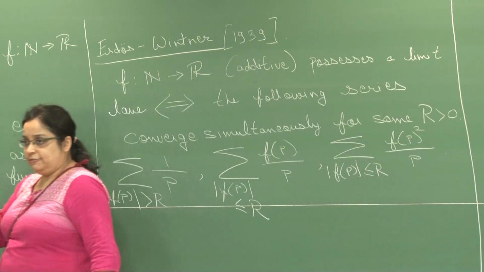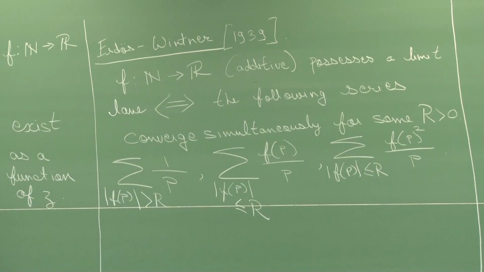So, if you can find at least one positive r for which all these 3 series converge simultaneously, that is sufficient and necessary to show that your function f will possess a limit law. Okay. So, we will discuss this in our next live session in detail. The motivation for this theorem comes from what is called the 3 series test in probability. So, we will discuss these details later.